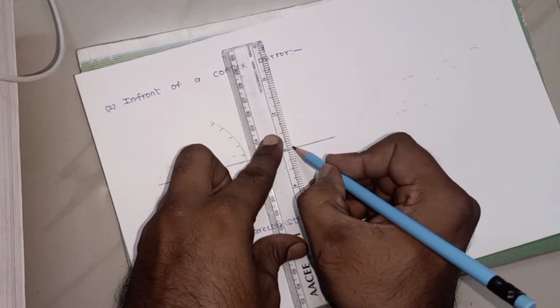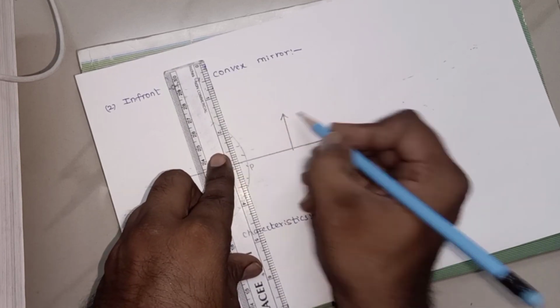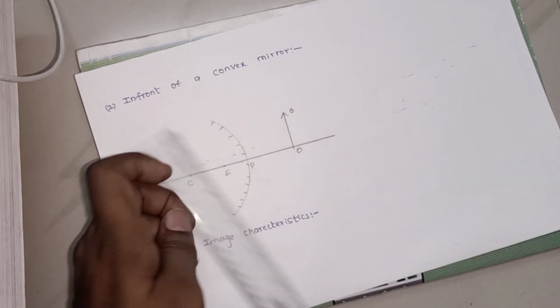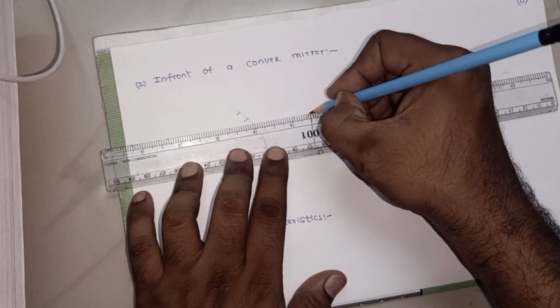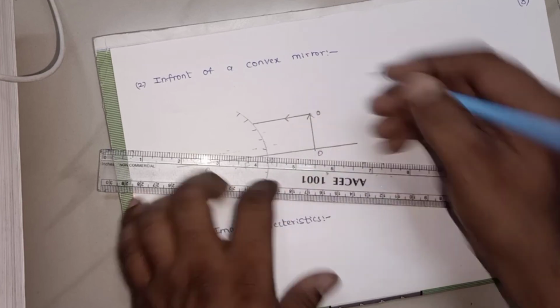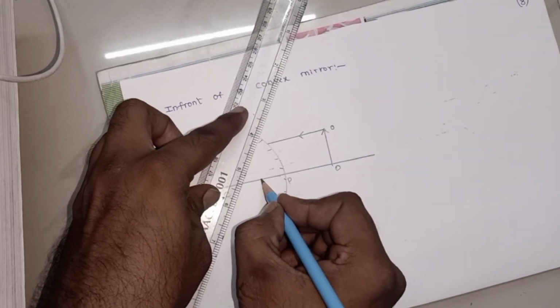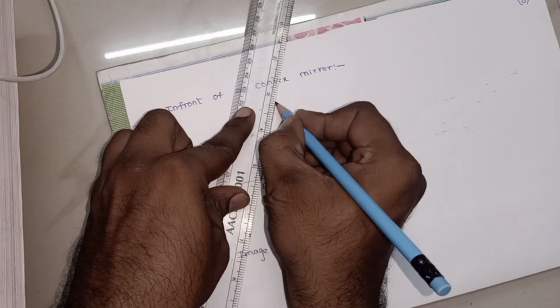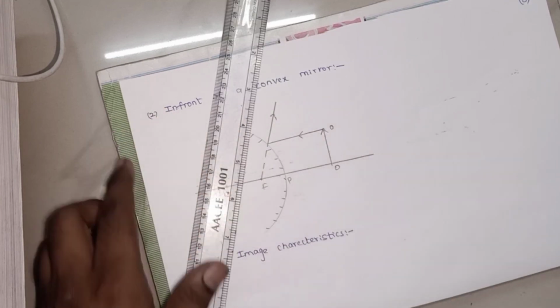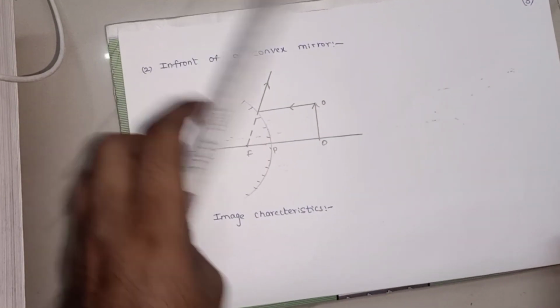See, look here. So this is the object which I had taken, O dash. The first ray which is passing parallel to the principal axis, after reflection it will diverge through focus in case of a convex mirror. So I need to draw the diverging ray. So the dotted line is the control ray.